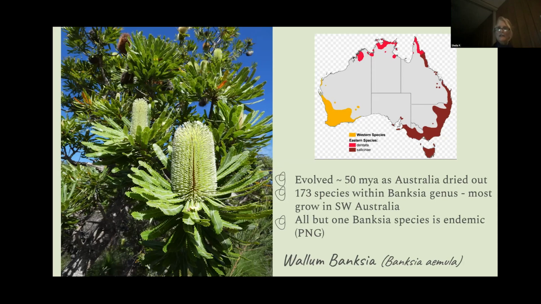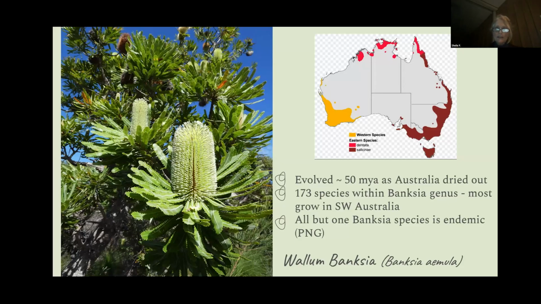Back in evolutionary time, about 15 million years ago, there was a land bridge between the York Peninsula of Australia, the northern tip of Australia, and Papua New Guinea, which is up a little bit further north. So Banksia was able to cross that land bridge into PNG, and it grows and evolves as a separate species and still grows there today.